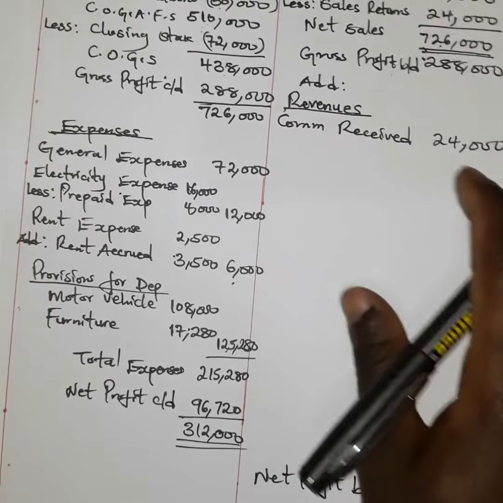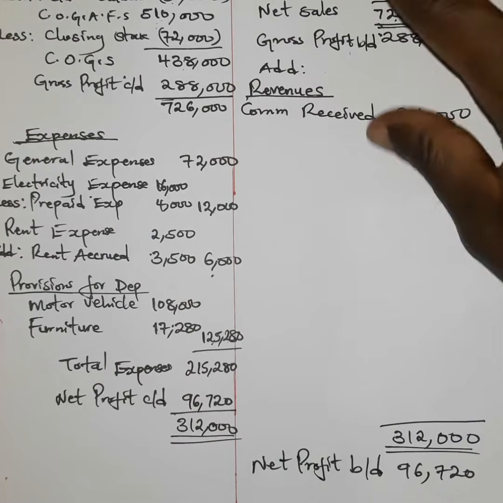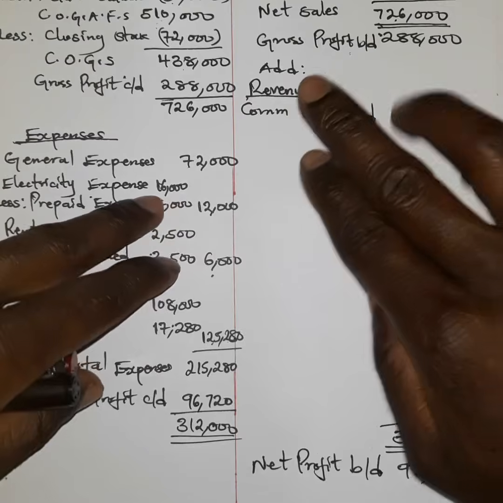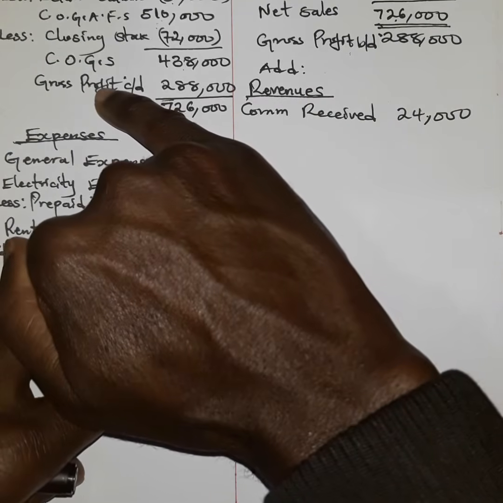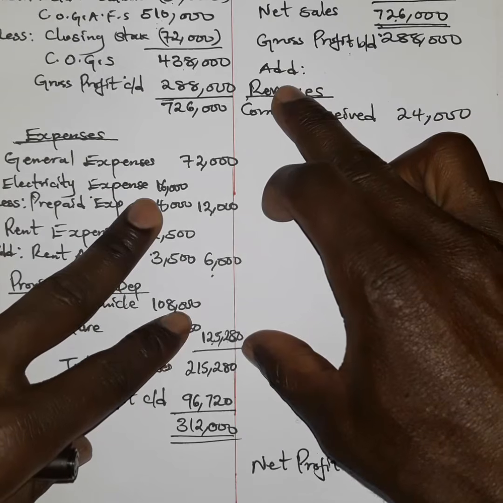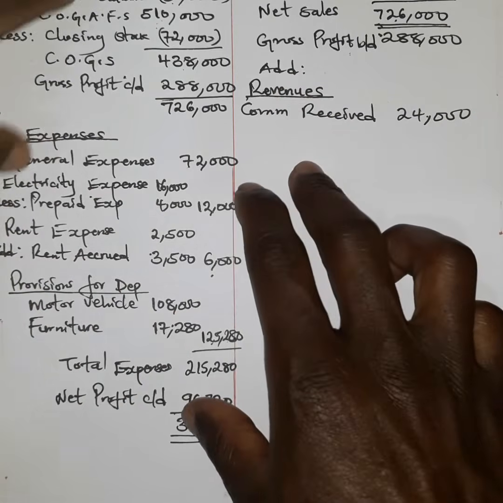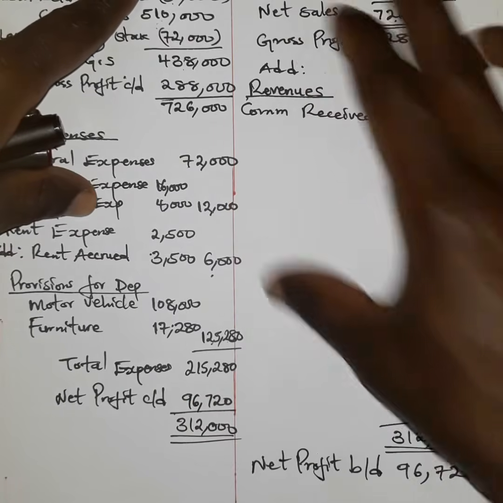Now this is how we do our trading profit and loss account. Our trading account part is completed at the point at which you get the gross profit. When we start working on the revenues all the way to expenses, we are now talking about what is known as the profit and loss account.